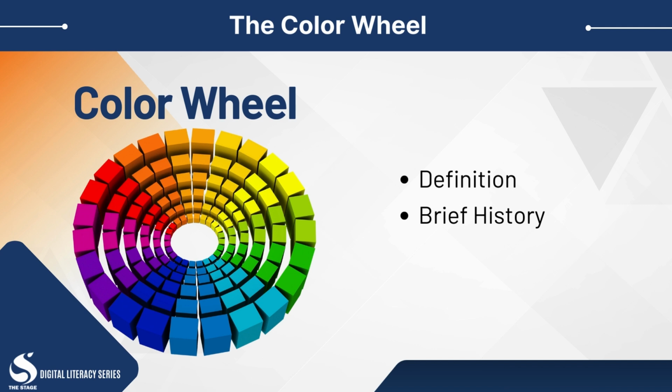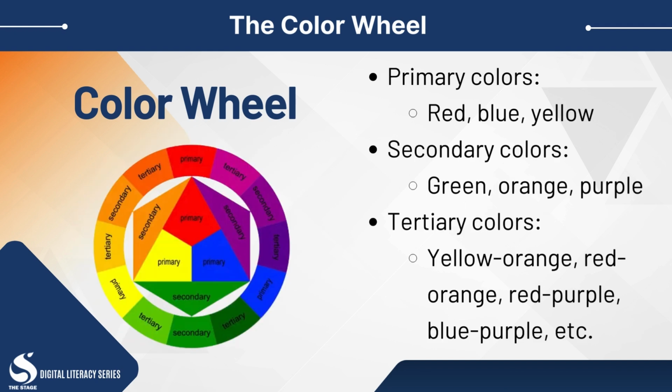Later, the color wheel, which began with Sir Isaac Newton, was expanded upon by Johann Wolfgang von Goethe. So the color wheel has definitely gone through some evolutions. Now, on the wheel, we have primary colors like red, blue, and yellow. And these can't be made by mixing other colors. Those are our primaries: red, blue, yellow.